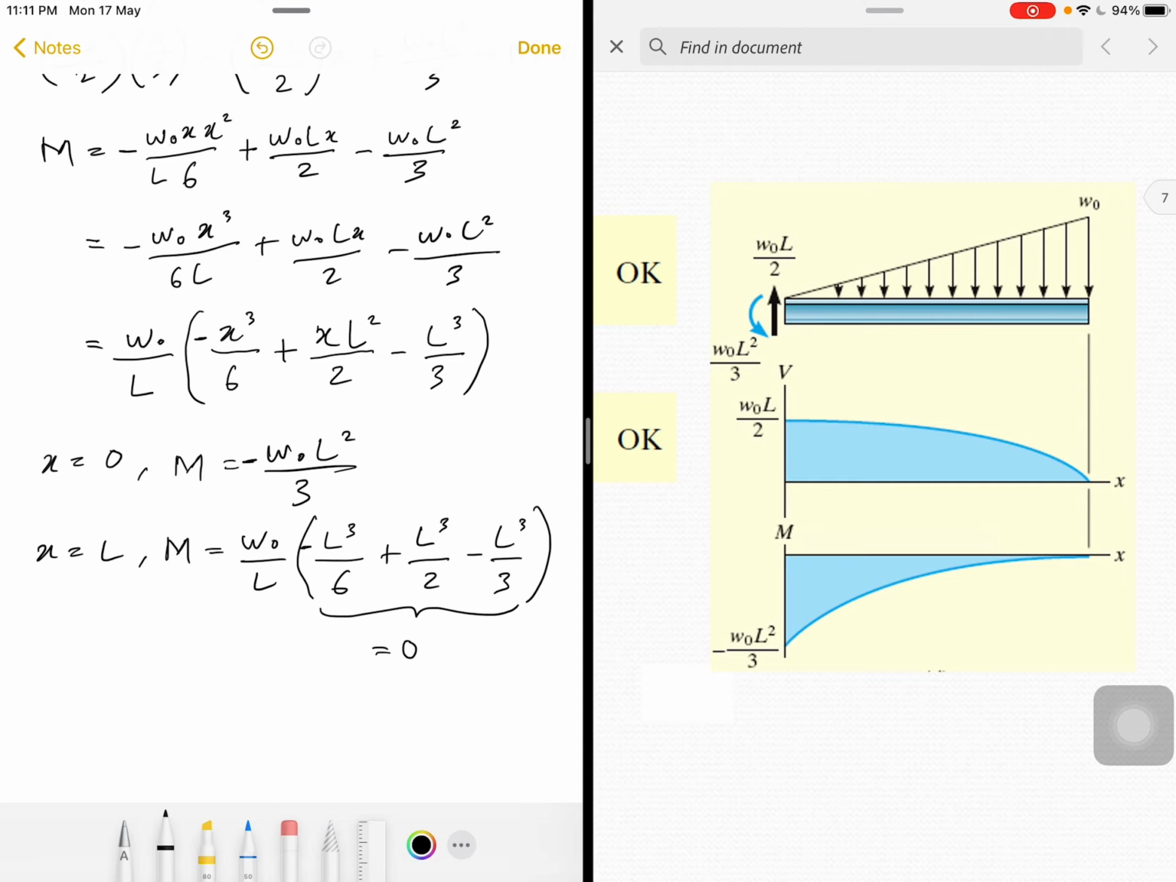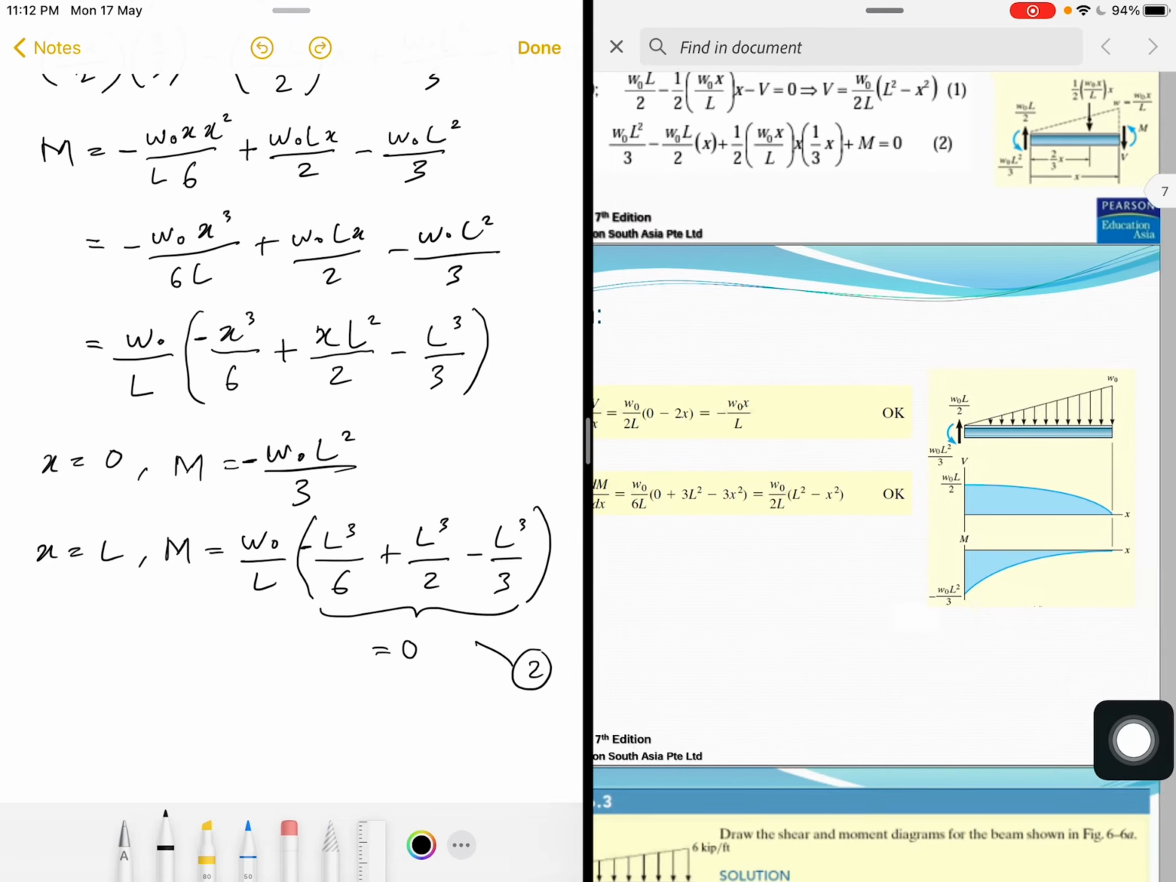Okay, you can calculate that by yourself, and then it is confirmed that this equation is correct, and the shape will be like this. Actually, you should find the correct moment equation first, and this should be 2. Sorry. And then you will get this curve. Alright, finish with this example.